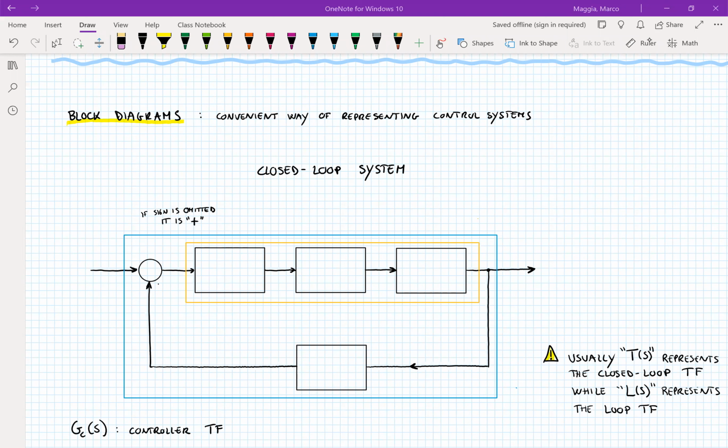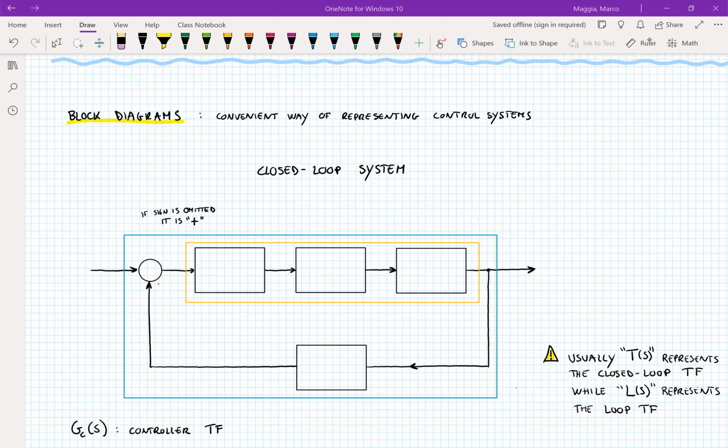So this is going to be the last part of this lecture, and we're going to talk about block diagrams. Block diagrams are a very convenient way of representing control systems. And we've already seen them, but in this part of the lecture, what I want you to be able to do eventually is to simplify the block diagrams in order to find transfer functions.